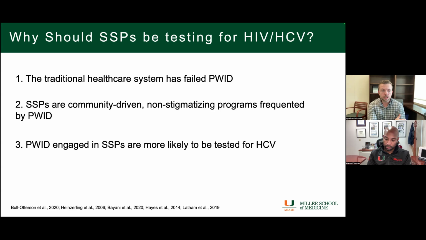We also know that people who inject drugs and engage in SSPs are more likely to receive a test for HIV and for hepatitis C. A recent meta-analysis showed that people who inject drugs who access SSPs were 1.6 times more likely than those who did not access an SSP to have had an HCV test and an HIV test in the previous year, which highlights the important role that SSPs play in reaching people who inject drugs. And delivery of HIV and Hep C testing within the SSP setting has also been shown to be acceptable, feasible, and highly preferred by people who inject drugs.